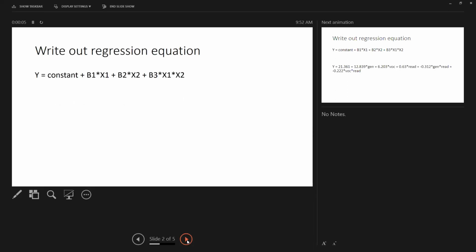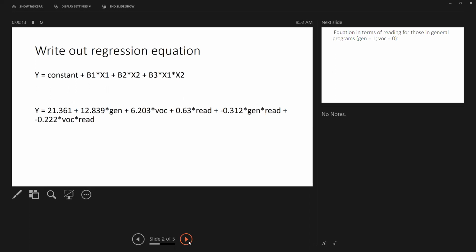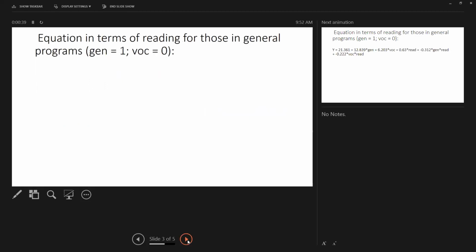So first thing we're going to do is write out the regression equation. I kind of showed what's going on there. So we take basically what we found on our regression equation, and so we have our constant plus the coefficient estimate for general, plus the coefficient estimate for vocational, plus the coefficient estimate for reading, plus the interaction effect for the general group by reading, plus the interaction effect for the vocational group by reading.